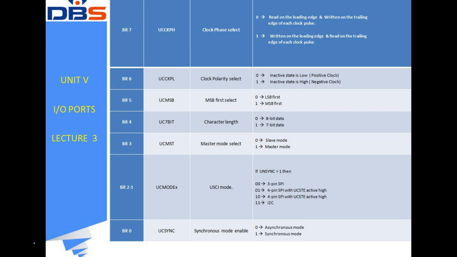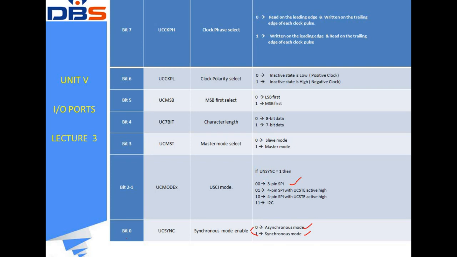Okay, as I have told you, it is an 8-bit mode. Coming to the bit representation, bit 0 is where the synchronous mode is enabled. That means what type of mode we need to enable, whether it is asynchronous mode or synchronous mode. If the bit is 1, then it will operate in synchronous mode, and if the bit is 0, then it will operate in asynchronous mode. Coming to bits 1 and 2, we are choosing the USCI mode. Suppose we choose 00, that means 3-pin mode.